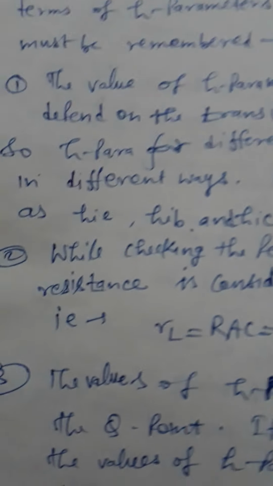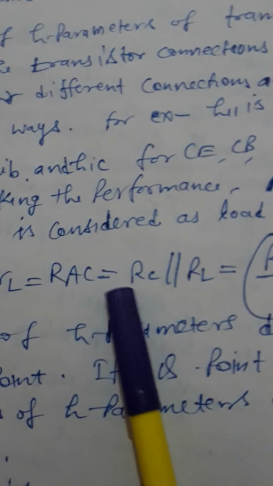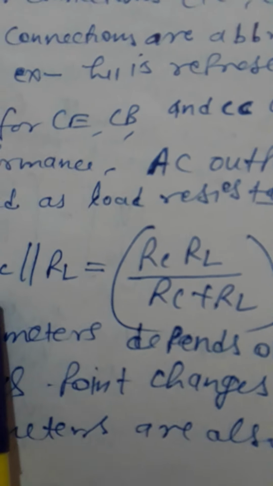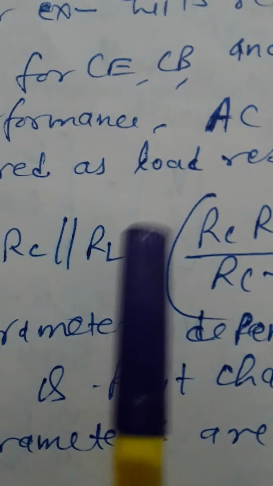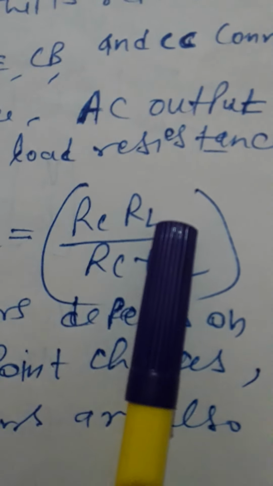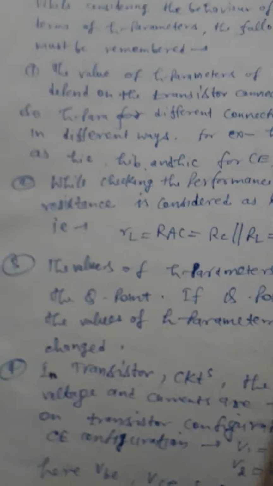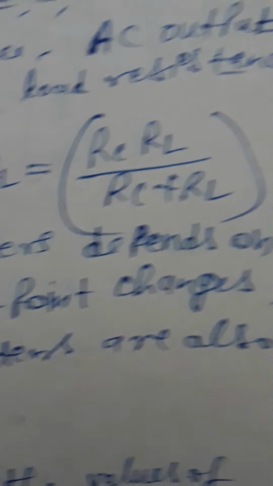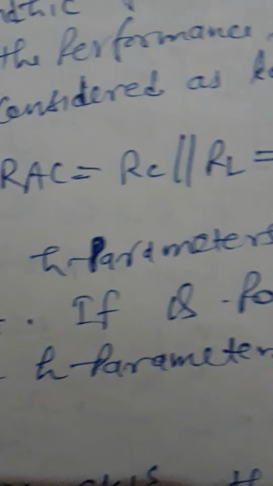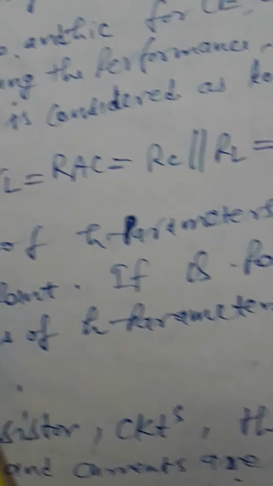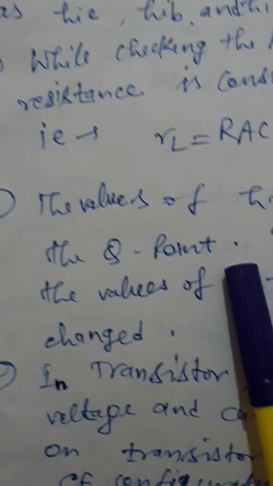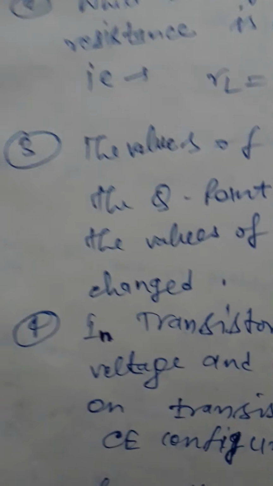Now, second, while checking the performance, AC output resistance is considered as the load resistance. That means the load resistance is RAC, the AC resistance, which is the parallel combination of RC and RL. RC is the collector resistance, RL is the load resistance. So when you treat them in parallel, you write RC times RL divided by RC plus RL. Now, the values of H parameters depend on the Q point. Q point is the operating point, that is IC, VC for common emitter configuration. If the Q point changes, the values of H parameters also change.